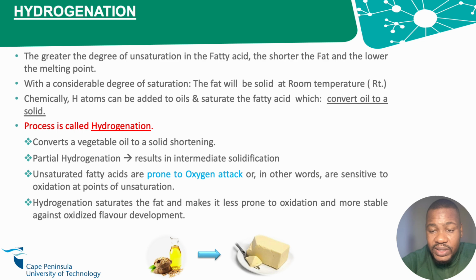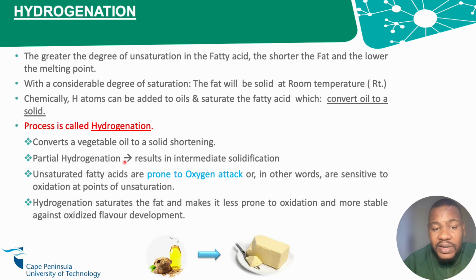This process is called hydrogenation. What is hydrogenation? It is the process used to convert liquid oils to solid oils at room temperature. It converts vegetable oil into a solid shortening. We can also have partial hydrogenation, which results in intermediate solidification of the oil.